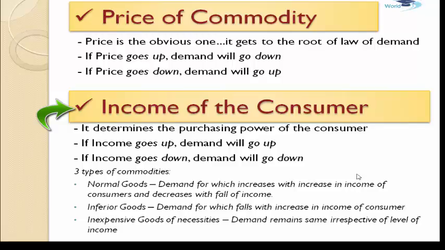And then we come to inexpensive goods of necessities, wherein the demand remains the same irrespective of level of income. In case of inexpensive necessities of life such as salt and matchbox, the quantity purchased increases with increase in income up to a certain level and thereafter it remains constant irrespective of level of income.